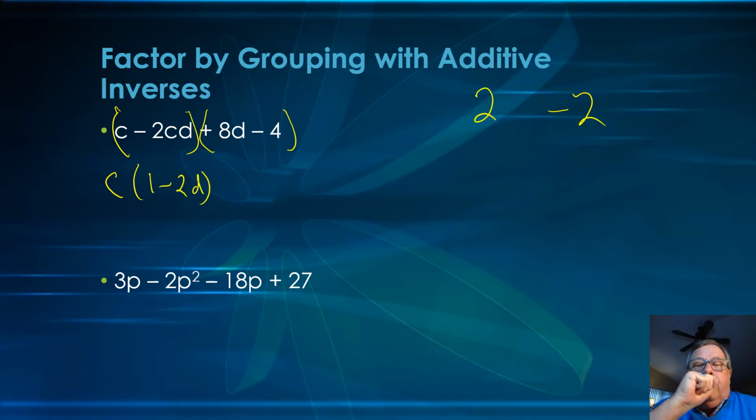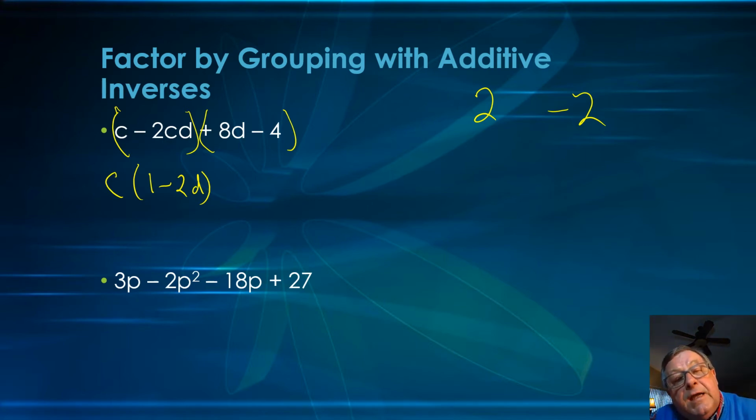Now we've got this second grouping, 8d minus 4. Well, 4 certainly is a common factor. But if I just factor out a 4, 4 into 8d gives me 2d, and 4 into -4 gives me -1. But I'm looking for a common factor, which is 1 minus 2d.